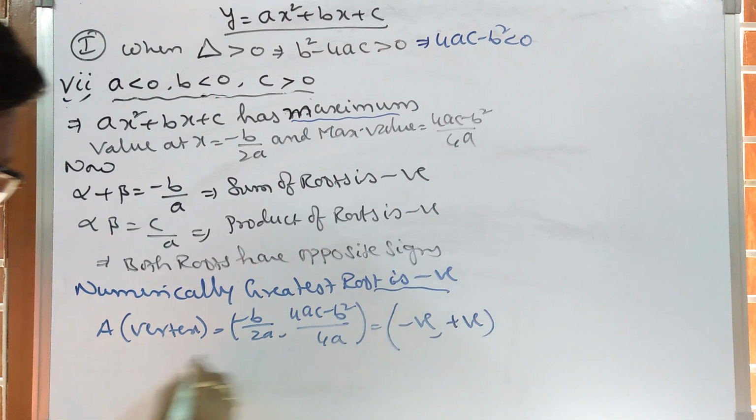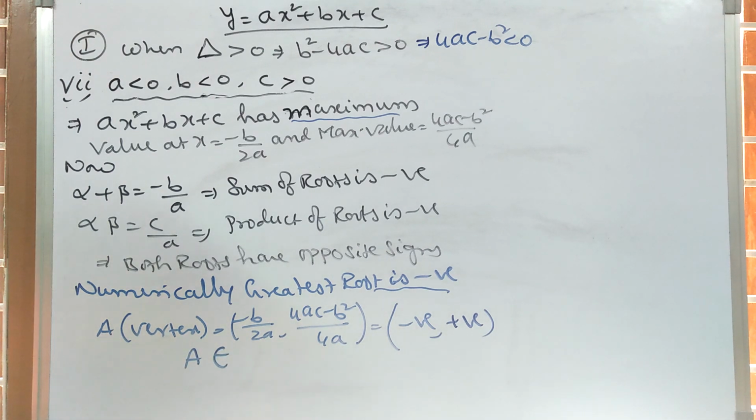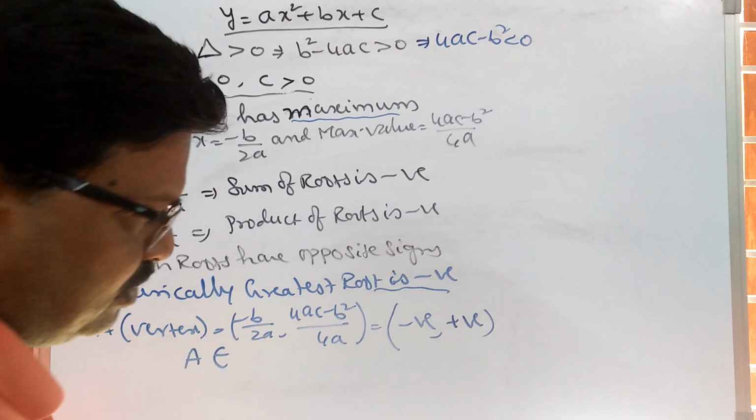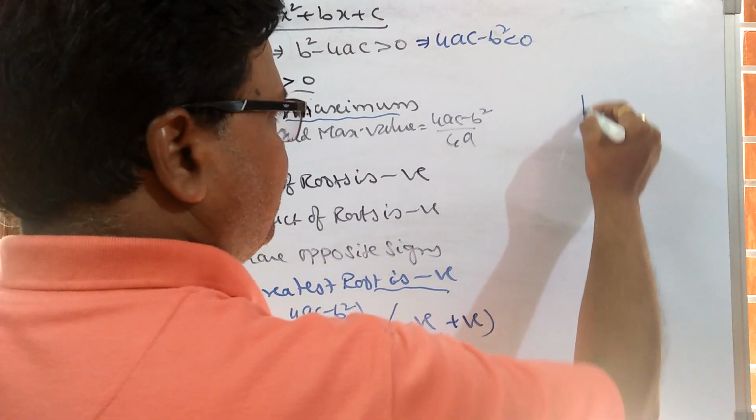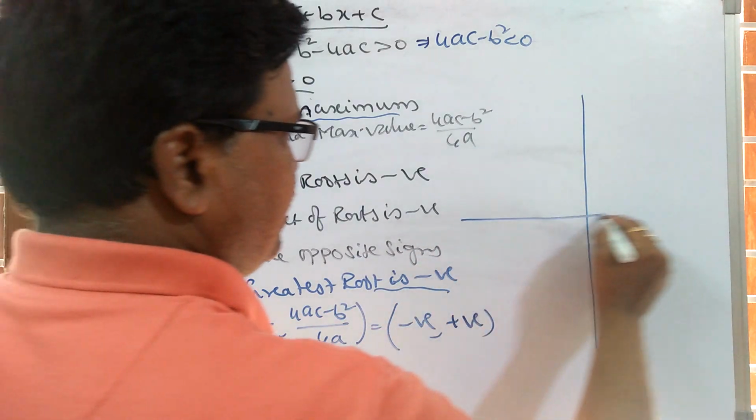That means which quadrant is it? A belongs to x coordinate is negative. Y coordinate is positive. X coordinate negative, y coordinate positive means Q2. A belongs to the second quadrant. Now let us draw the graph of this one. Let us see how the graph will be.